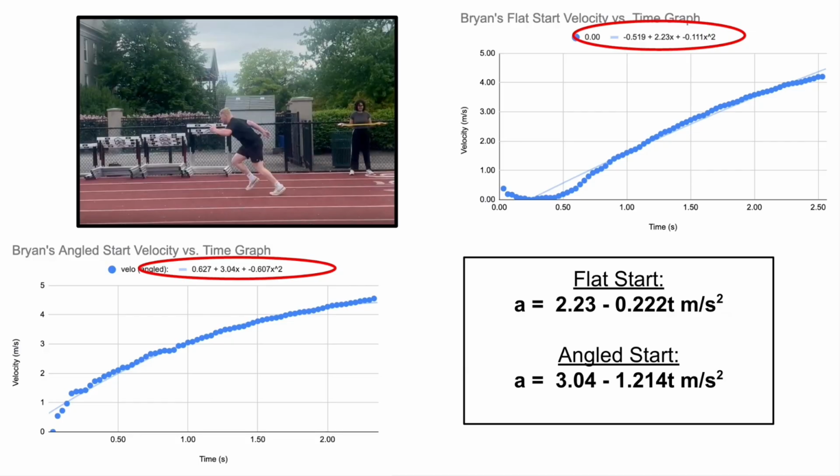Our next sprinter was Brian. He showed the same trends here, with his angled start being greater than his flat start in acceleration. Both of his scatter plots are shown here of the velocity versus time. Same thing, you just take the derivative of your velocity equation in order to get that initial acceleration. His flat start had an acceleration of 2.23 minus 0.222 times time, meters per second squared, and his angled start was greater, with an acceleration of 3.04 minus 1.214 times time, meters per second squared.